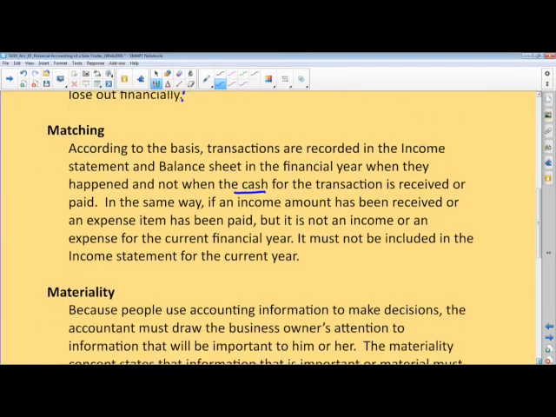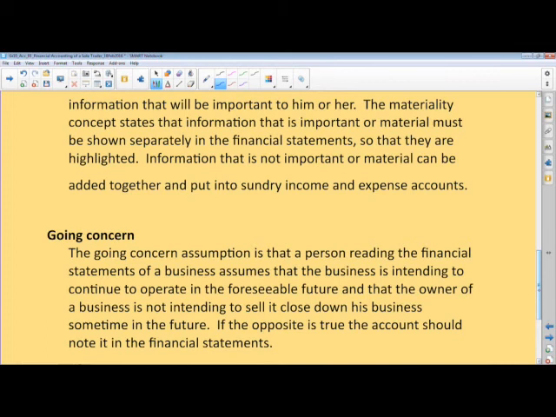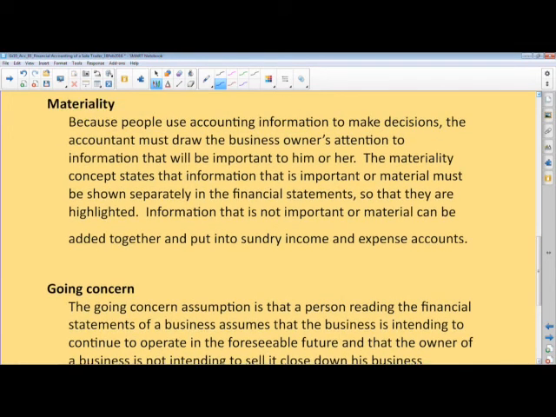That will be your materiality. Because people use accounting information to make decisions, the accountant must draw the business owner's attention to information that will be important to him or her. The materiality concept states that information that is important or material must be shown separately in the financial statements so that they are highlighted. Information that is not important or material can be added together and put into the sundry income or expenses.